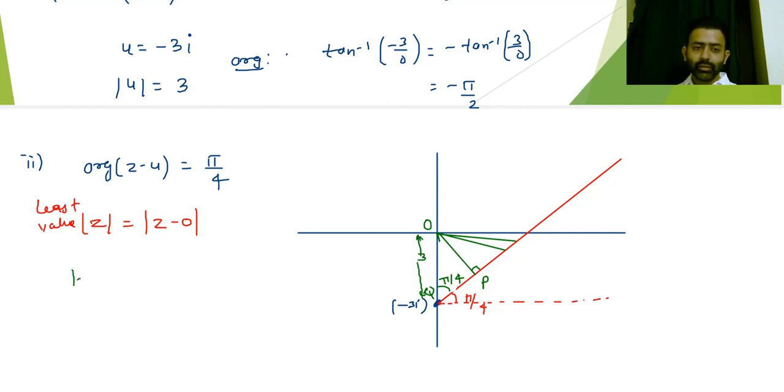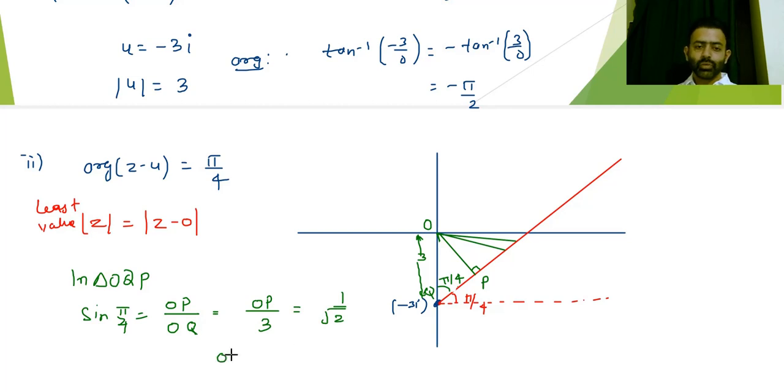So in triangle OQP, right angle at P, if I apply sine of this angle pi by 4, it is opposite, which is OP, upon hypotenuse, which is OQ. Okay, so OP distance we have to find out, and OQ distance is 3, and value of sine pi by 4 is 1 by root 2. So OP is 3 by root 2 units.